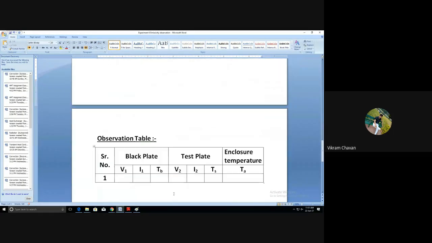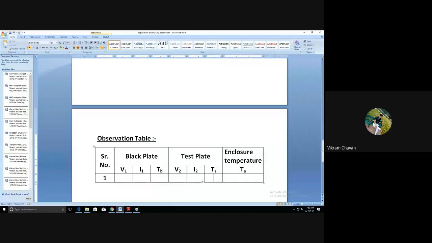Okay, then we have to take the observations, the observation table in this manner. So for the black plate, we are going to consider the input voltage, then input current. These two readings we will take, and the surface temperature of the black plate. Okay, that is three readings we will take for the black plate, and three readings in similar fashion: the input voltage for the test plate heater, that is nothing but V2, and the input current for the heater of the test plate, that is nothing but I2, which will be required to calculate the heat input for the test plate. And the third reading is about the test plate temperature.